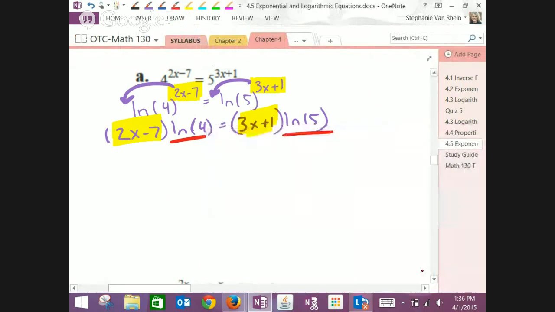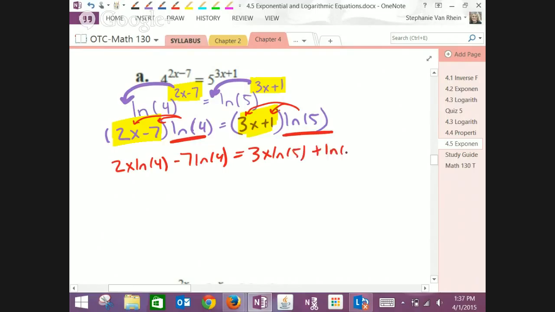ln of 4 and ln of 5 is just a number. You can evaluate it, but I would wait until the very end to do that because you're going to solve for x. So now I need to distribute this to both terms. And I have 2x ln of 4 minus 7 ln of 4, which is again just a number, equals 3x ln of 5 plus ln of 5.